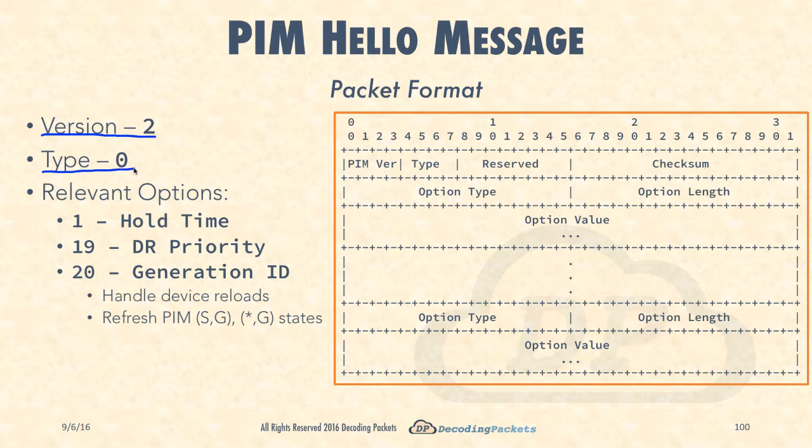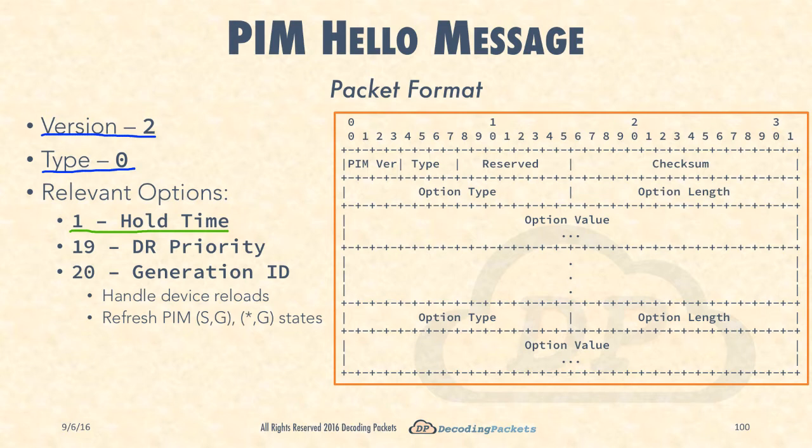Now there are some relevant options. There are many options that are available with the hello messages. I'll be covering the ones that I feel are important to our lecture series here. So the very first one here is the hold time. This is how long you're going to wait for a neighbor that you're no longer receiving any hello messages from.